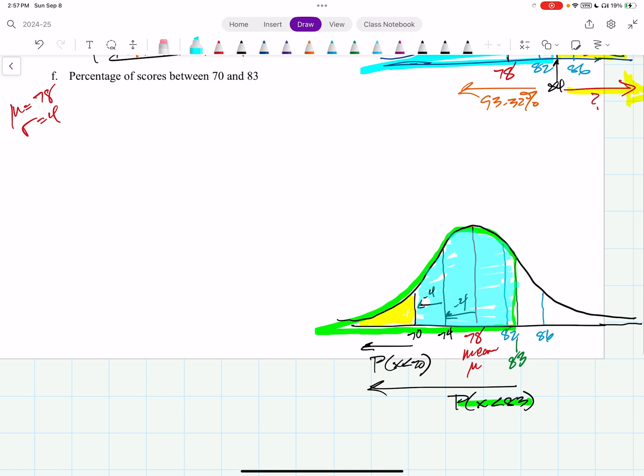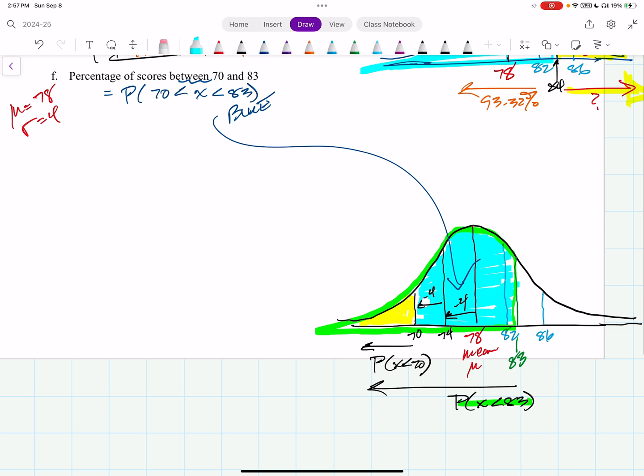Okay, so how do you write that mathematically? The percentage of the scores that's between 70 and 83 is written as a compound inequality. So the keyword is between. And that, my friends, is in the blue area. So how do we do that? Well, we take the green and we subtract the yellow to get the blue. So that's the concept here.